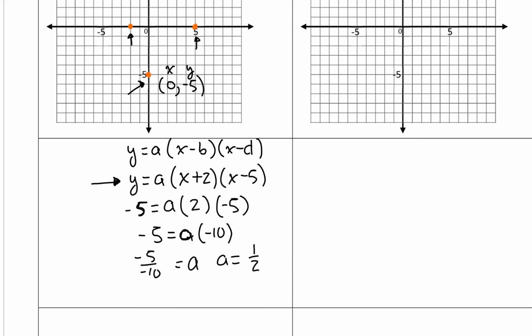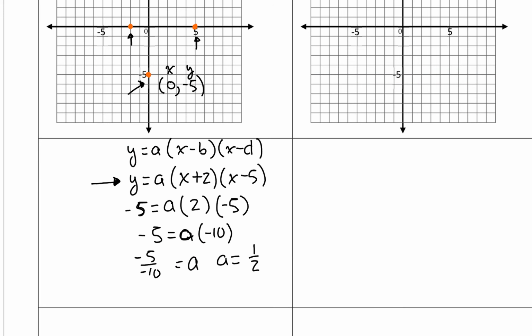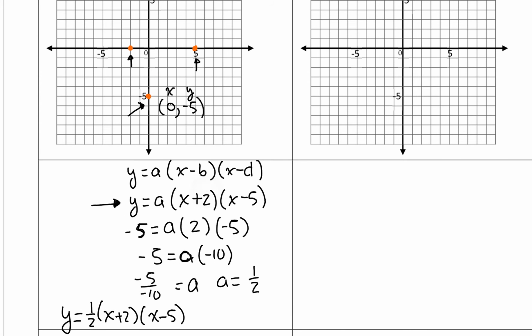So that's it. If I want to write the equation of that parabola, I can pick several different forms, but I'm going to write it in this form first. It is y equals 1/2 times x plus 2, and then times x minus 5. So let's graph that and verify that it does hit the points that I claim it does.